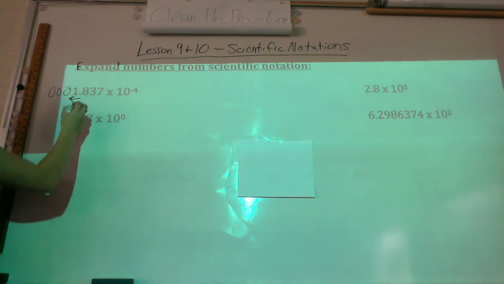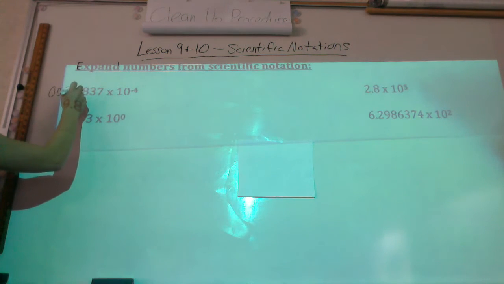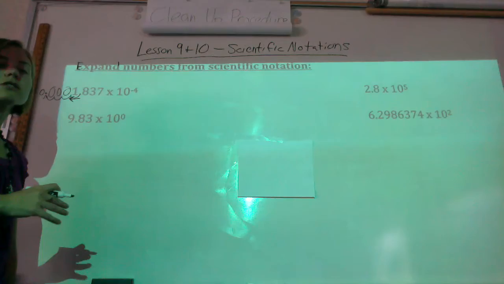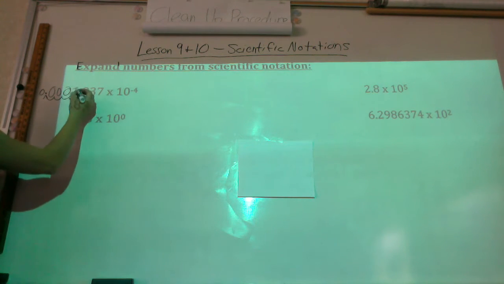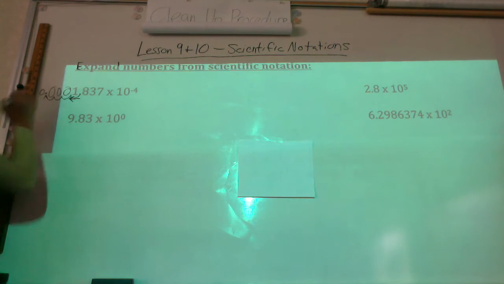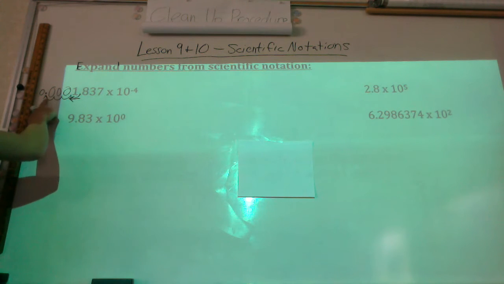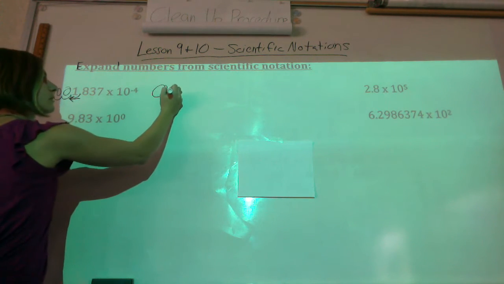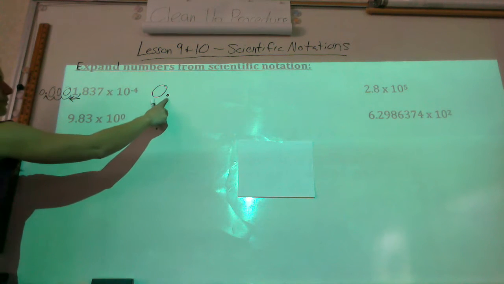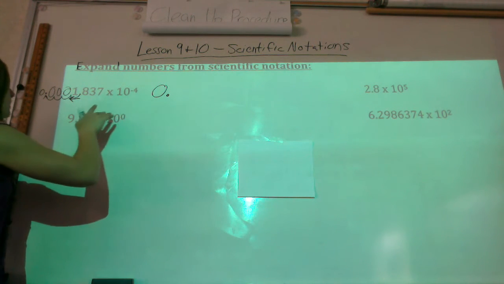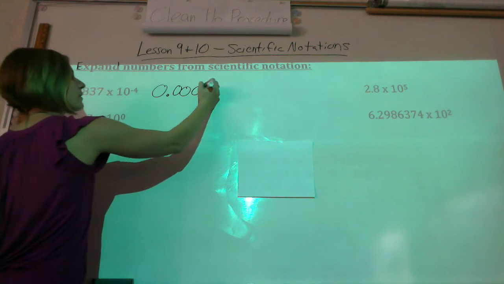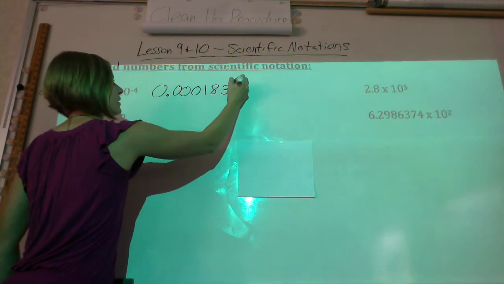So I need to be thinking that I'm going to move it from here over 4 times. 1, 2, 3, 4 to right there. So we need to move that decimal place 4 times over to the left to make this number the original small number that it was. So let's rewrite this. We always have a 0 in front because otherwise it's actually improper to write. We have 3 zeros, then our 1, 8, 3, 7.